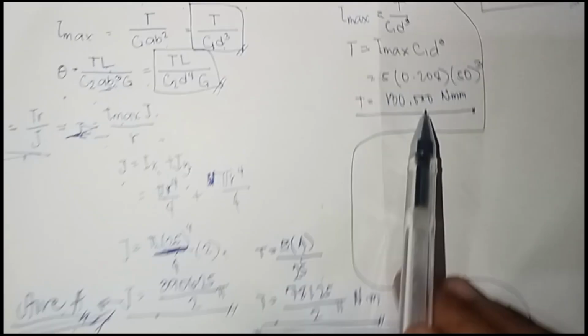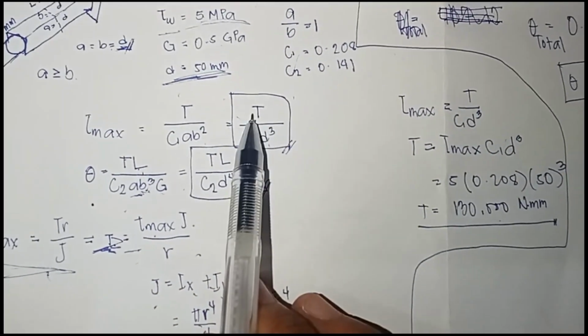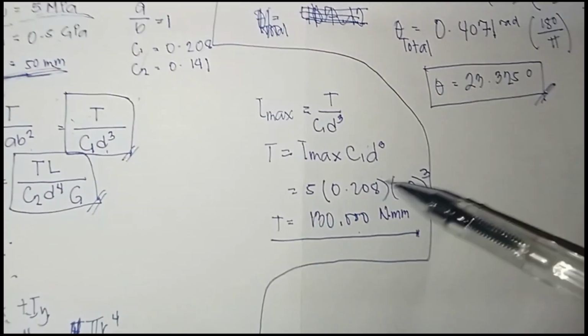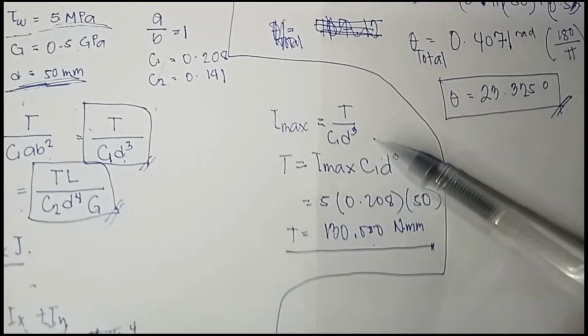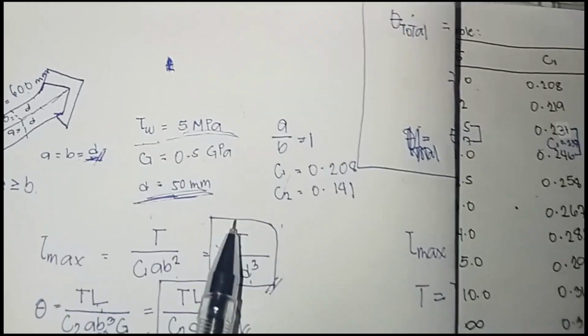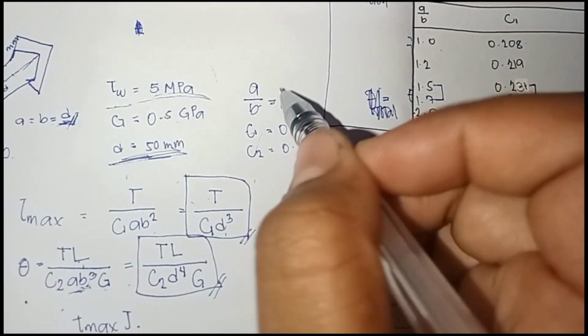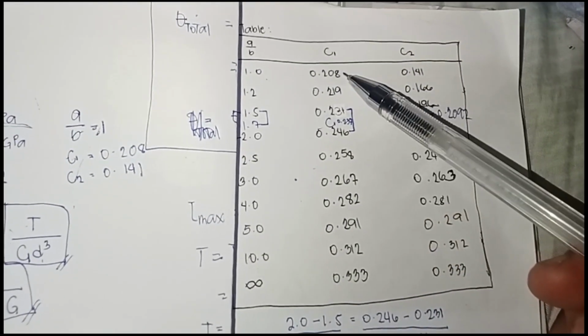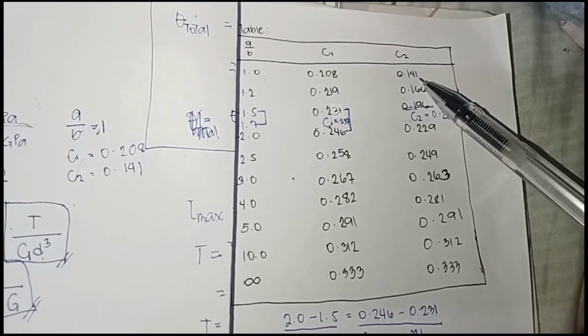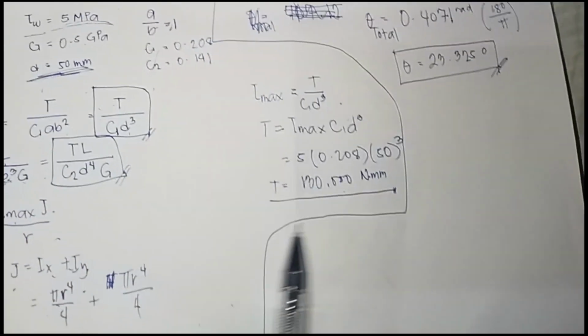Since there are two segments, we get two torques. To solve the other torque, we use the formula for the rectangular segment. We input the length and width, but to get the values of C sub 1 and C sub 2, A and B are the same, so the ratio is 1. We look up 1 in the table: the value of C1 is 0.208 and the value of C sub 2 is 0.141.